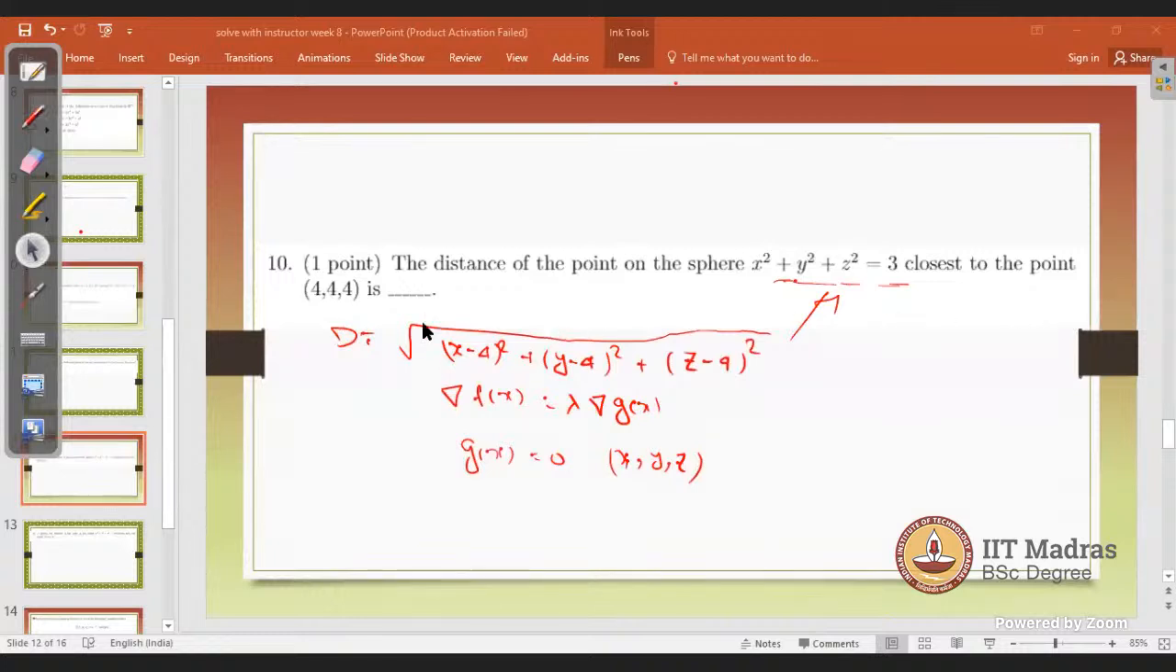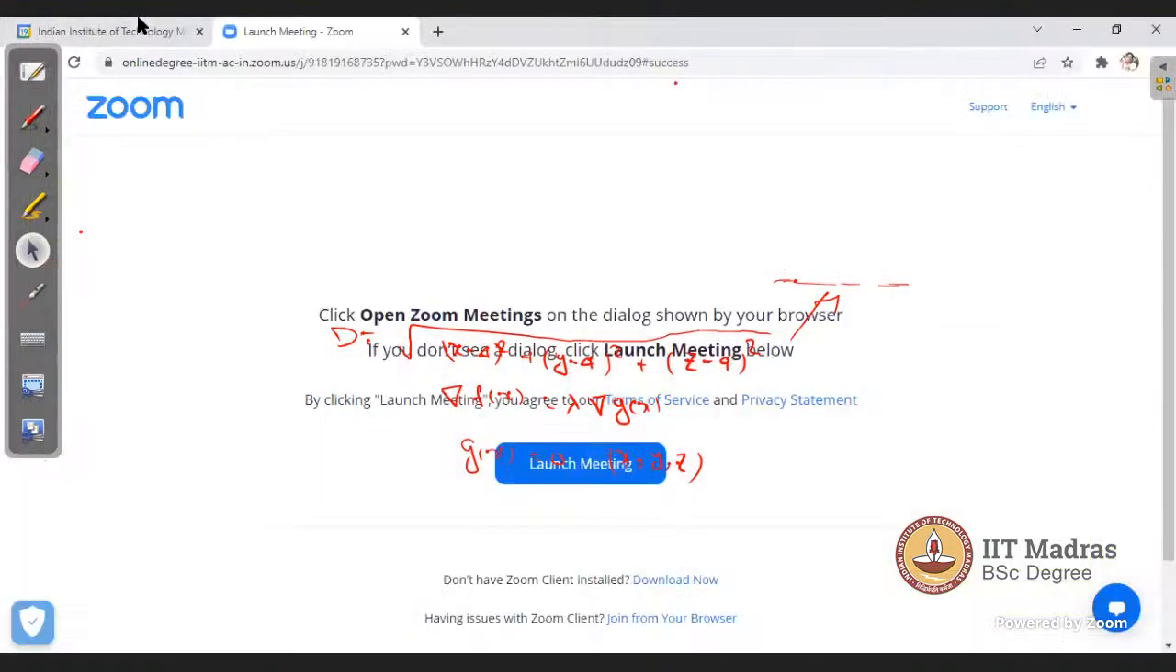Always think that the objective function is the function which you are supposed to minimize. So you have to minimize the distance. Just take it that on this sphere there is a point x comma y comma z, and from there you have to calculate your distance from 4 comma 4 comma 4. Are you able to get my point?